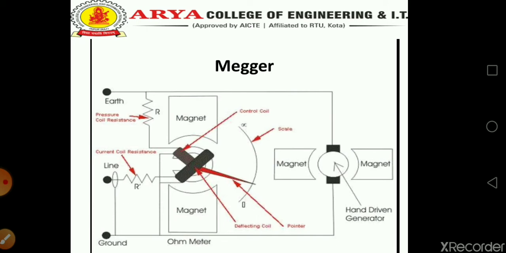This is a diagram of the Megger. There is a permanent magnet, a ground wire, earth magnets, and a hand driven generator. Control coil, scale, deflecting coil, pointer, etc.